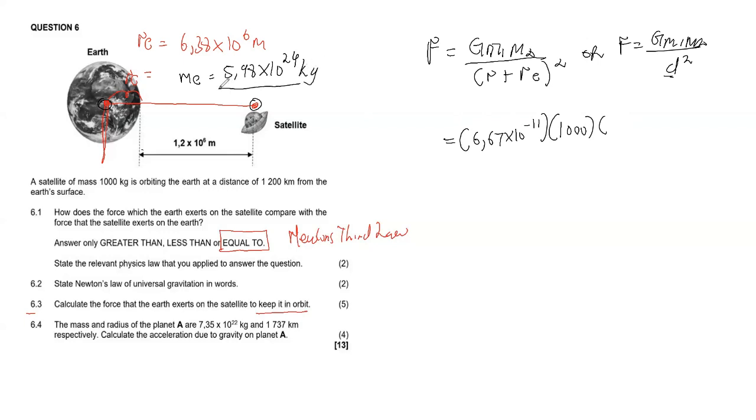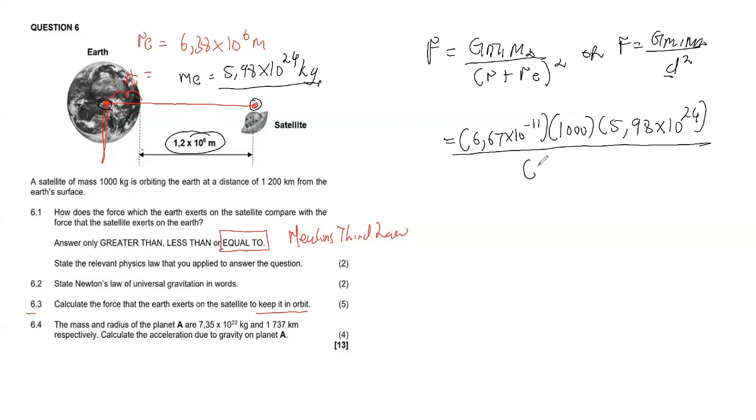So it is a constant, it is always given, unless stated otherwise. Then 5.98 times 10 to the exponent of 24 over the distance in between. So we can see here it is given in meters, correct? So that means they converted this 1,000 kilometers into meters. It gives you 1.2 times 10 to the exponent of 6 meters.